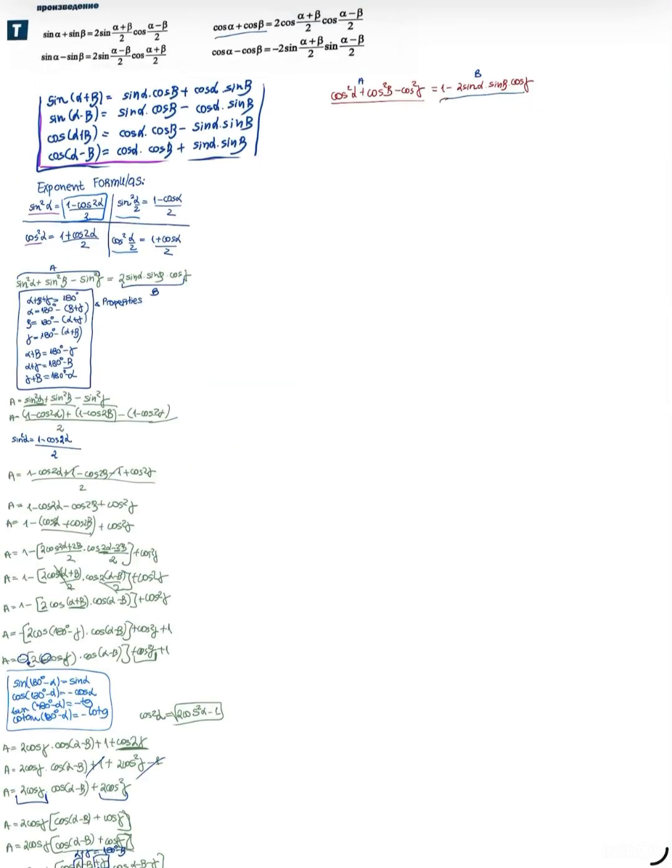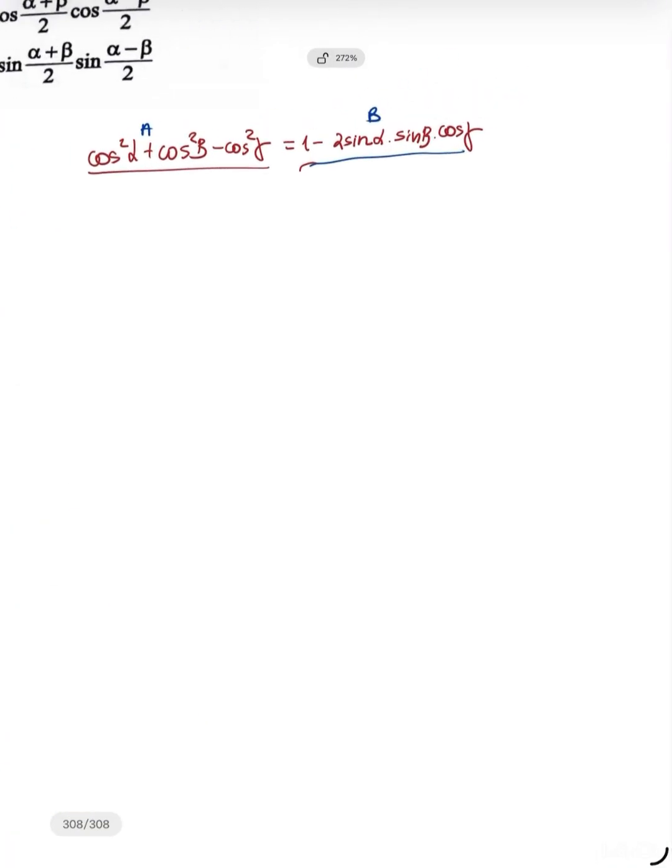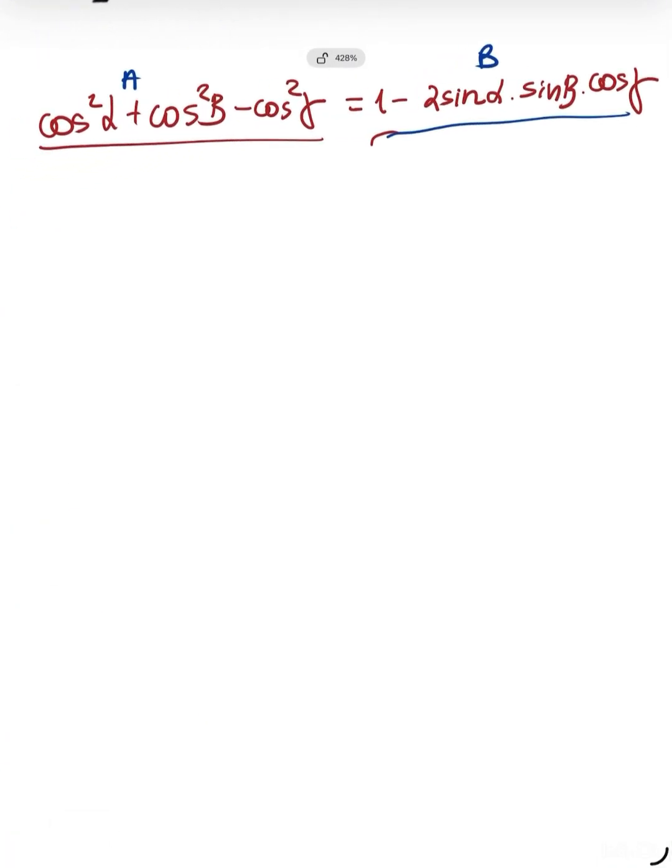Moving forward to the next identity, and this is cosine squared alpha plus cosine squared beta minus cosine squared gamma is equal to 1 minus 2 times sinus alpha times sinus beta times cosine gamma. You know, it's the same, but here identity A consists only of cosines.